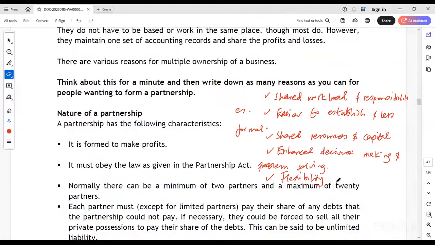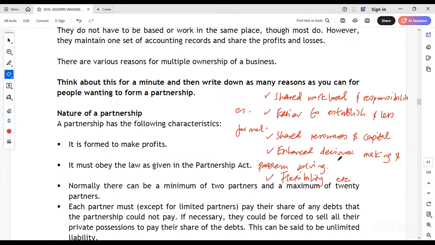These are some of the reasons as to why you may go for a partnership business. Shared workload and responsibilities, easier to establish and less formal, shared resources and capital, enhanced decision making and problem solving, and partnerships are flexible. So those are some of the reasons as to why people may go for a partnership form of business rather than going in for a company.